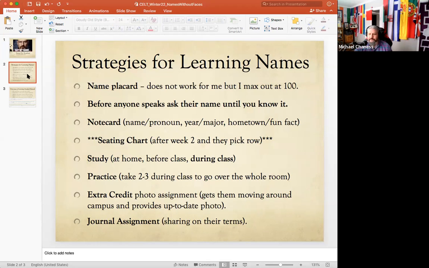Last and finally, I have my journal assignment, and I do assign journals in the small classes as well as the large classes. And like the note card, the journal assignment enhances my knowledge of the student and of who they are by providing some background information. Whatever the student is willing to share with me, I'm willing to hear it. And that helps me to learn their names. It helps me to learn their faces. It also ensures that I know the students who are totally engaged, even if they're not participating in class.